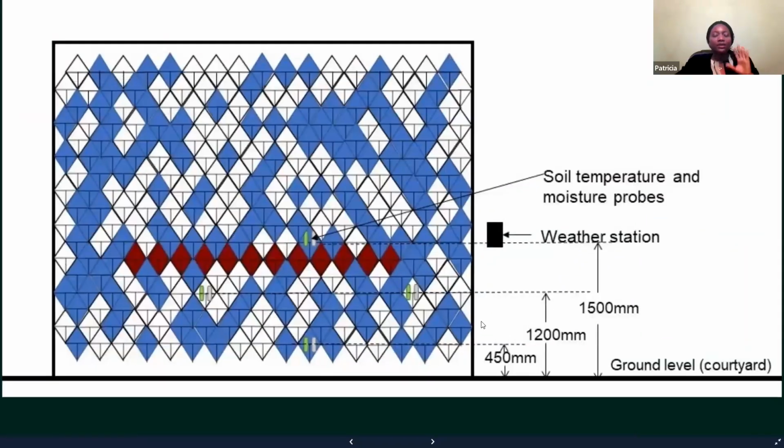This is showing us an elevation of the living wall, where those soil temperature and moisture probes are, because in simulation, the height of the readings is also important. When we know the heights, when carrying out the simulation, we also put that height into the software so that we can get results that are as accurate as possible. At ground level, we have the probes here at 1.2 and at 1.5.